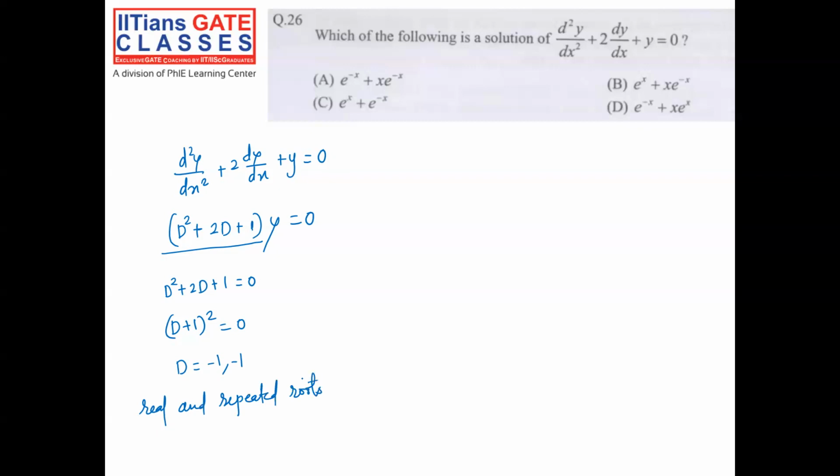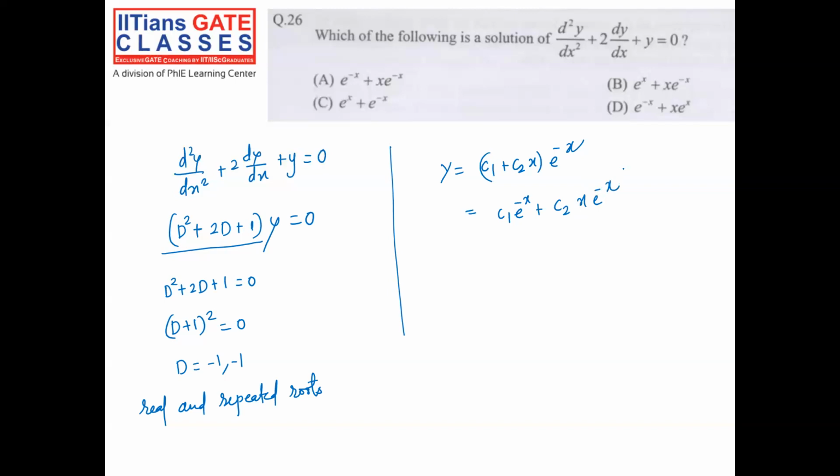Okay, and the current equation is a homogeneous differential equation, and whenever we have a homogeneous differential equation, the solution is only the CF part. So I can directly write y is equal to the complementary function in this case, and the complementary function for the real and repeated roots is (c1 plus c2 x) e to the power minus x. Okay, so if I multiply e to the power minus x inside, it is c1 e to the power minus x plus c2 x e to the power minus x.